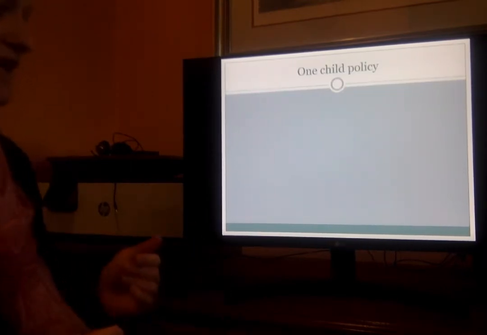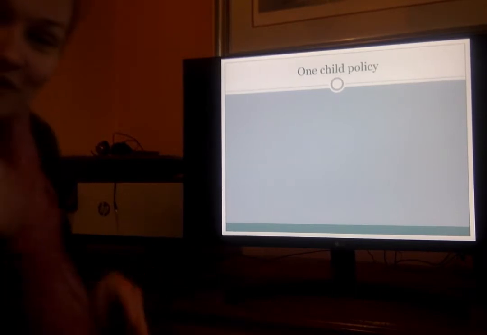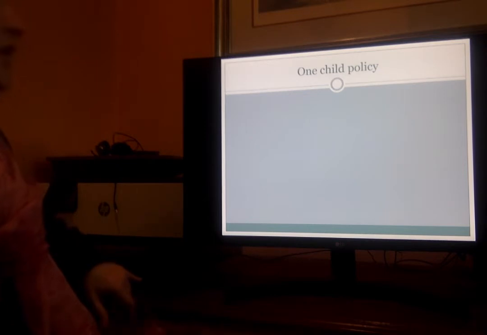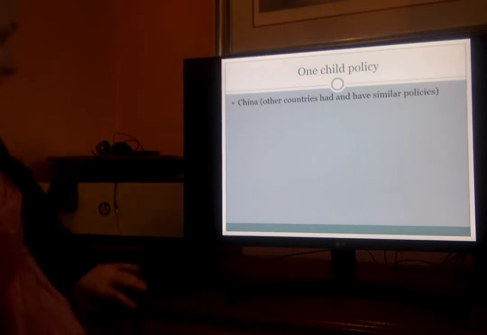So something that's interesting in prenatal development that is very political is this one-child policy. A lot of us have heard about it in China. We're going to look into it a little bit. So it's famous in China, but other countries have kind of similar policies.